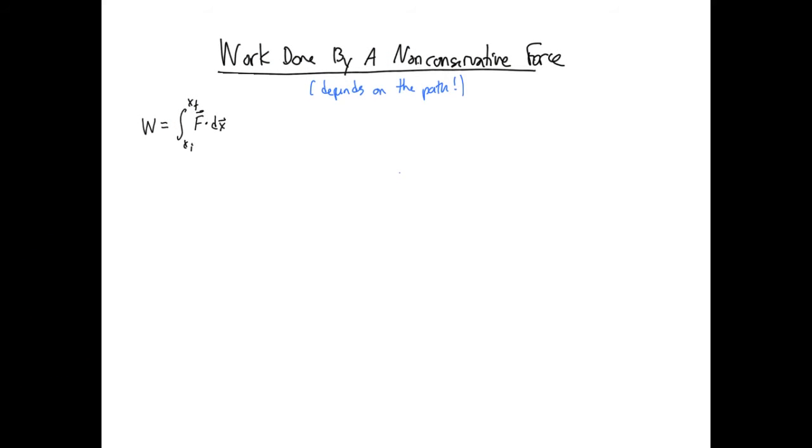So the work done by a non-conservative force, when you write it like this, looks just like the work done by a conservative force. But recall that for a conservative force, it did not depend on the path. The key example there was the force of gravity, and we could do some analysis to determine that the work could be written as the negative change in the potential energy due to gravity.